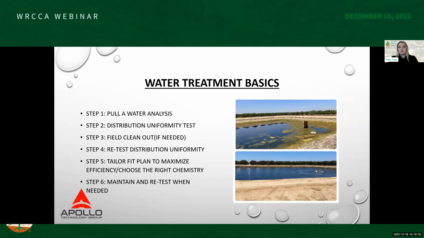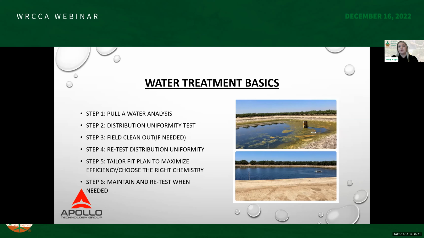So, some water treatment basics. Whether you are a grower or the crop advisor, one step I highly recommend when testing water or discussing potential problems with your client is to pull that initial water analysis. I don't know how many times growers or PCAs tell me, well, I have a water sample from 2 years ago. Water is constantly changing, so I highly suggest we all do our due diligence and pull that water sample at least annually.